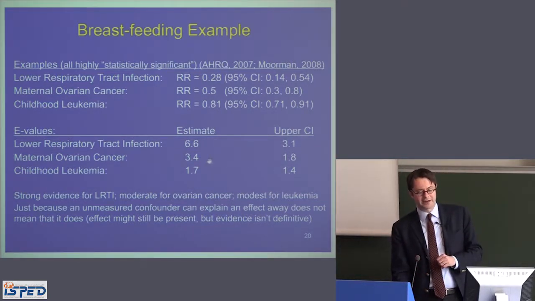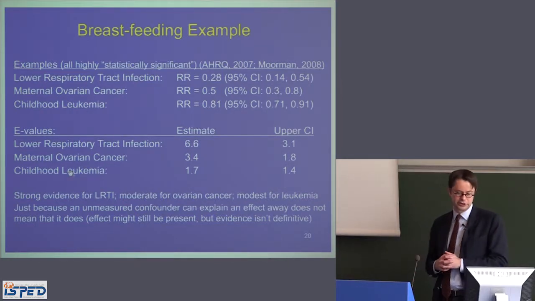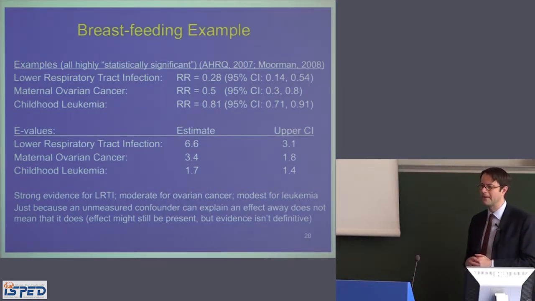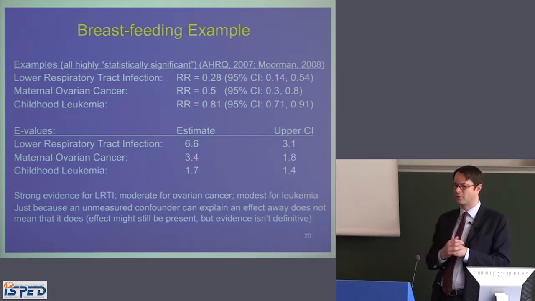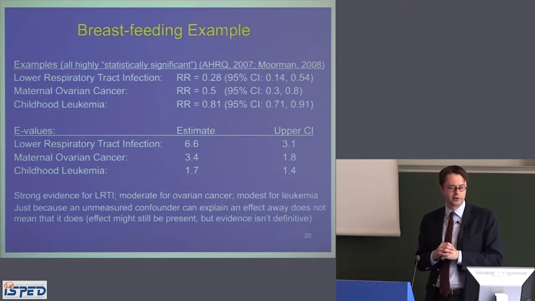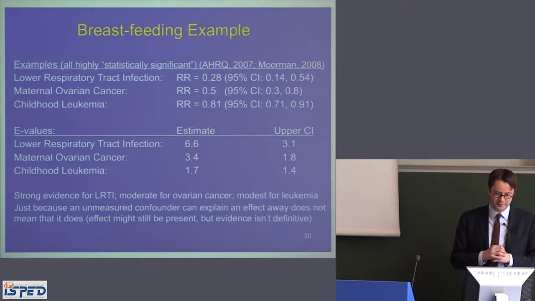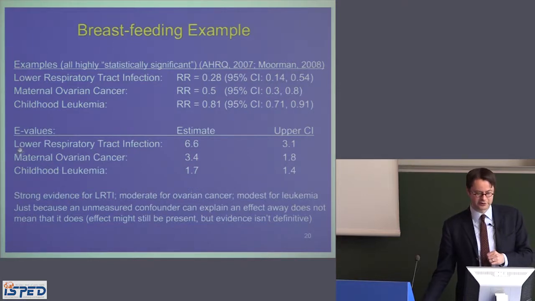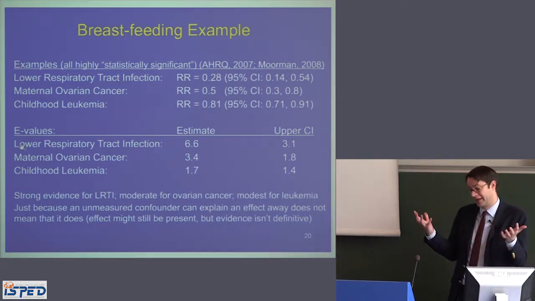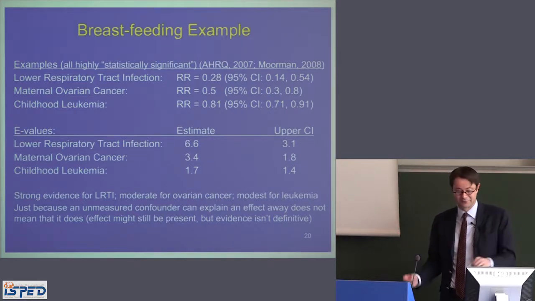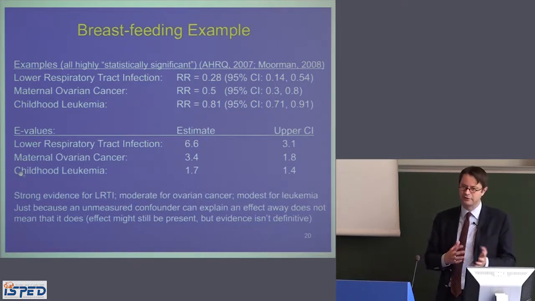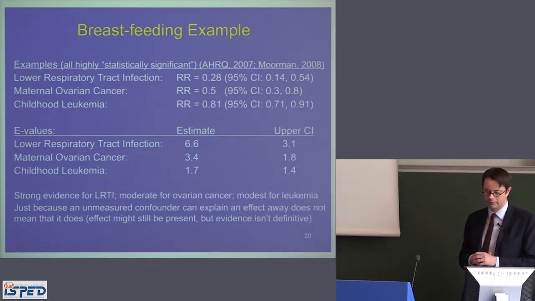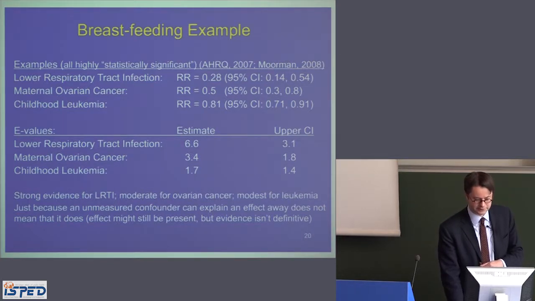So only more modest confounding would be needed to explain away the relationship with childhood leukemia. That doesn't mean that there's not an effect, just because some unmeasured confounding would suffice to explain it away. It just means that we should be somewhat more cautious in definitively drawing conclusions from that particular study. So I'd say we have very strong evidence for an effect on lower respiratory tract infection. Even though this is observational data, the evidence seems very compelling. Moderately strong evidence for an effect on maternal ovarian cancer, and maybe only modest evidence for childhood leukemia. There we would want to be somewhat more cautious.